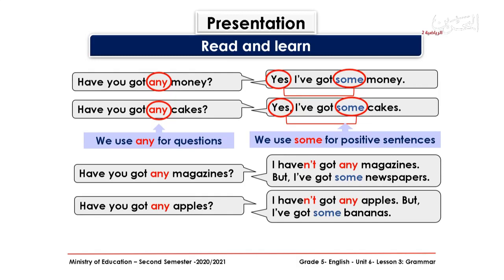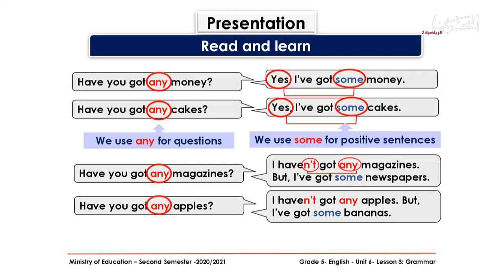You can notice here that we also use any to ask questions about quantity, but because we have a negative sentence, we used I haven't got, then we put any before the object. So if we have a negative sentence, we will use any before the object. Whereas in positive sentences, you can notice that we used some.